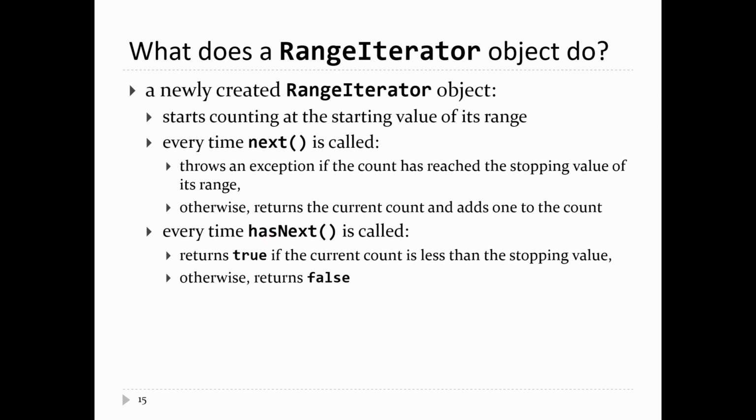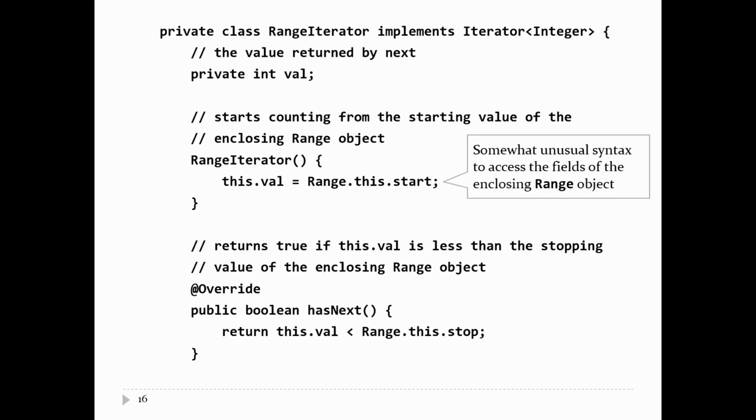Whenever you call hasNext on the RangeIterator object, it returns true if there's still some more values to look at. Otherwise, it returns false. So again, the RangeIterator object that goes from 0 up to but not including 10, when you get to 9, hasNext returns false. So this is not terribly complicated to implement.